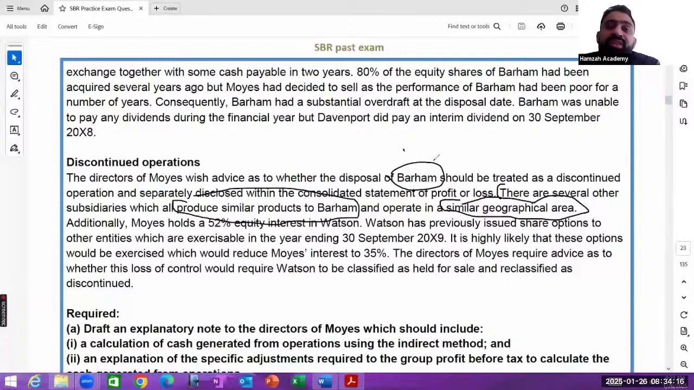And it was also not a subsidiary that the M company has acquired with a view to resale. It is our subsidiary, but not one acquired with the view of resale. So it is very clear that the B company does not fulfill the criteria of a discontinued operation. So it should not be presented as a discontinued operation. It is not a discontinued operation of the M company. Got it? Yes, students. Got it?